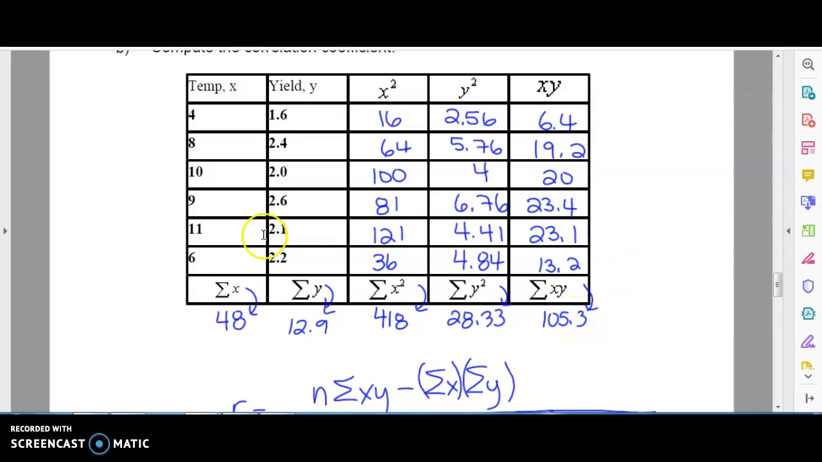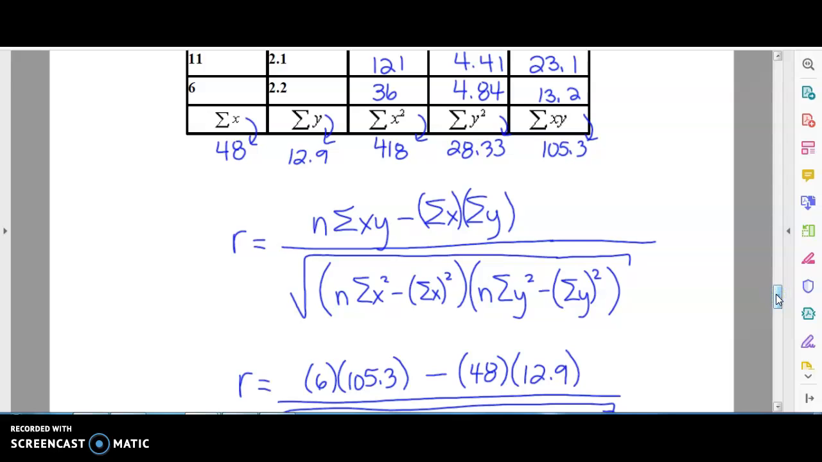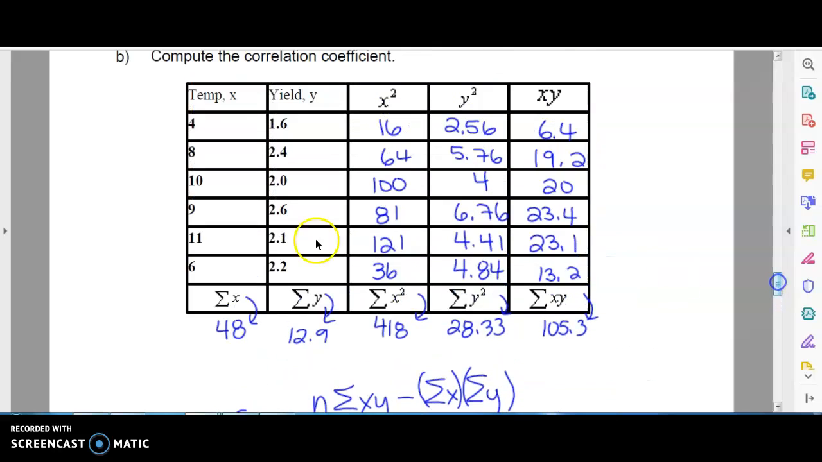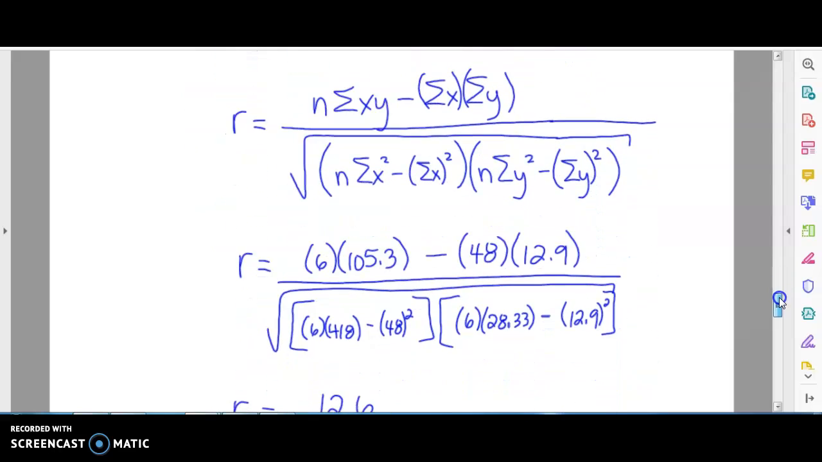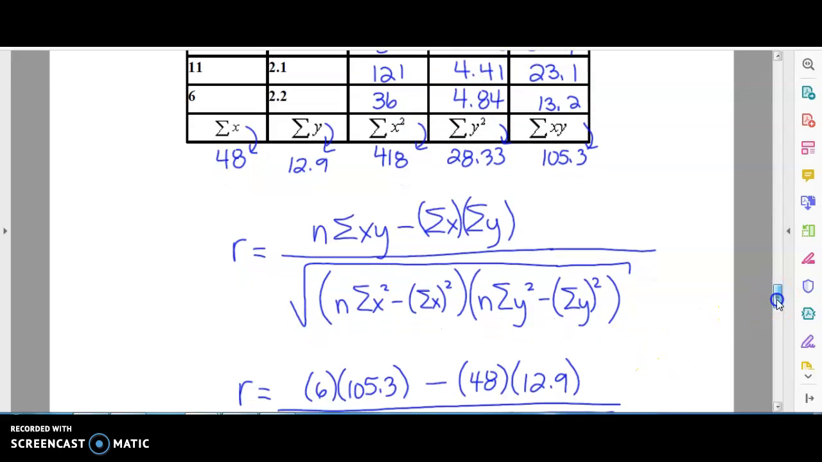Okay, so once we have all of these numbers down here at the bottom, we're basically just plugging those numbers into the formula. The one we didn't calculate up above is n, and that's how many data points we have. We can just count them: 1, 2, 3, 4, 5, and 6. So plugging in our numbers, n is 6, and the sum of x times y, 105.3, goes in there.